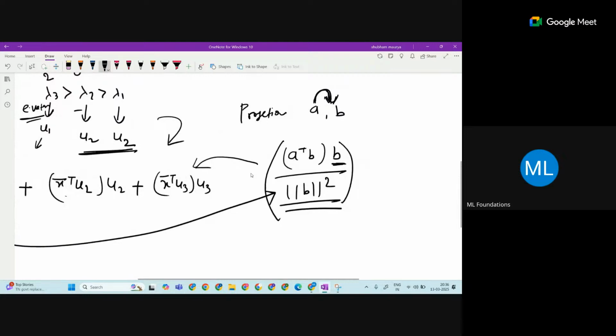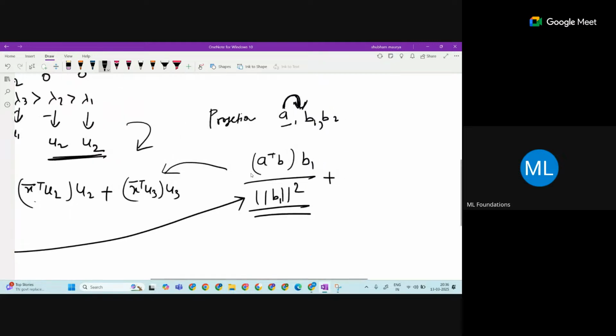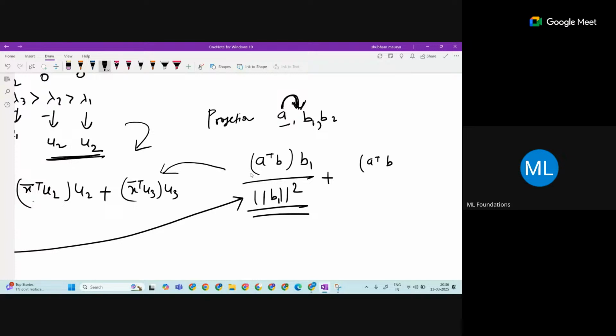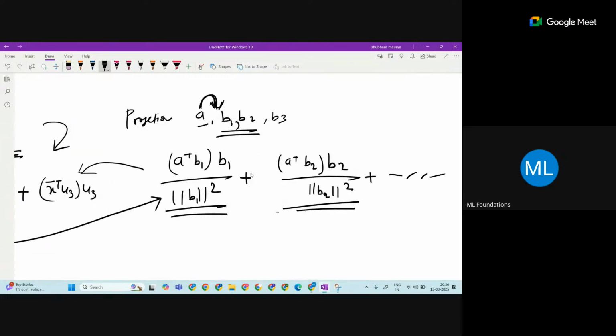Suppose there is another vector. We want to project A on B1 and B2. So what is going to be the formula here? The formula is going to be B1 times B1 transpose A over the norm of B1 squared, and again it will be added with B2 times B2 transpose A over the norm of B2 squared. So if more vectors are coming, then the projection formula is like this. If a third vector is there, then I will add it. Means one by one we'll do the projection here.